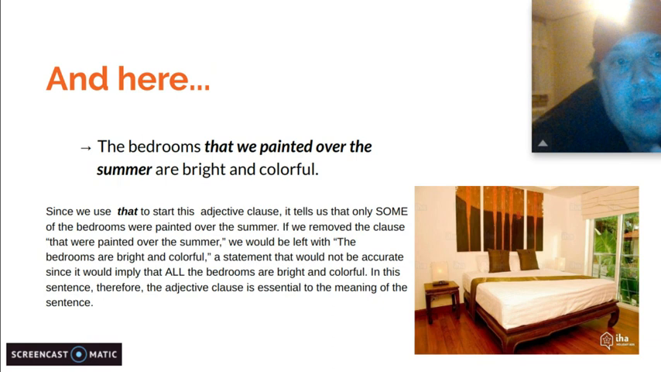Okay? And here, the bedrooms that we painted over the summer are bright and colorful. Okay? Since we use that to start this adjective clause, it tells us that only some of the bedrooms were painted over the summer. If we removed the clause that were painted over the summer, we would be left with the bedrooms are bright and colorful, a statement that would not be accurate since it would imply that all the bedrooms are bright and colorful. In this sentence, therefore, the adjective clause is essential to the meaning of the sentence. Essential, something we need, right? Like water. Water is essential, right? Whiskey, non-essential. But to some people, maybe it is. But for the most part, it's non-essential, right?